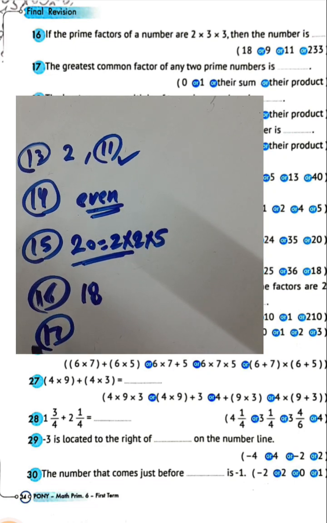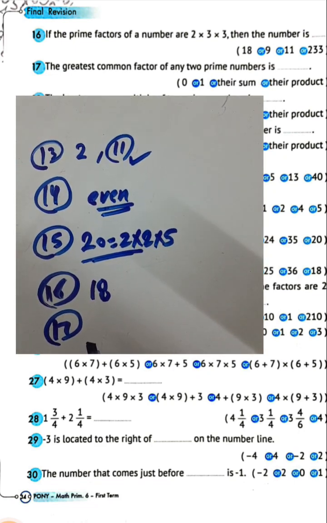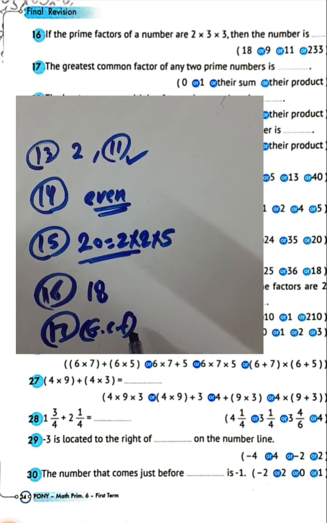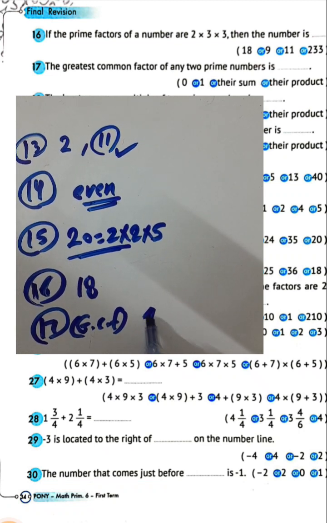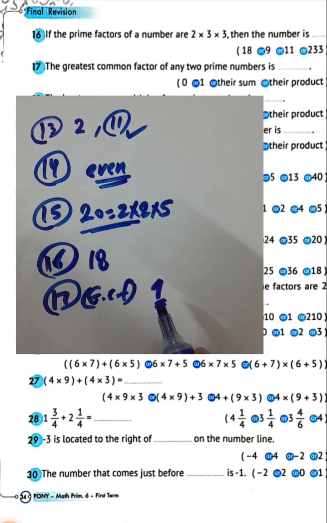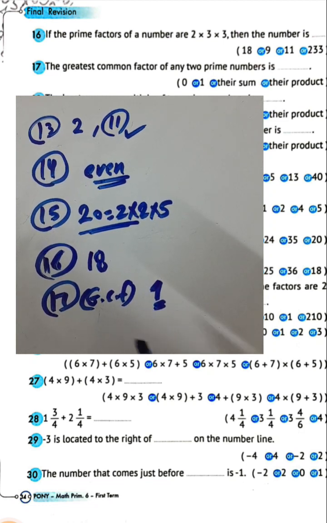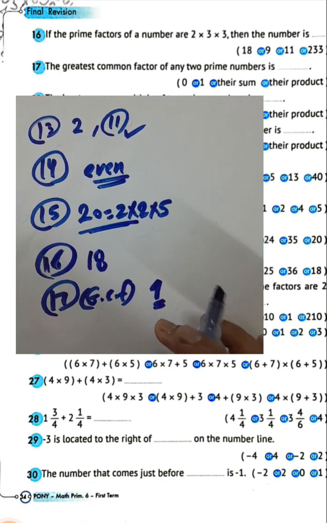Question 17. The greatest common factor of any two prime numbers is what? The greatest common factor between any two prime numbers is 1, such as 2 and 3. A prime number has only 2 factors, it can be divided by itself and 1 only. Such as 2 and 3, or 3 and 5, the highest common factor between them equals 1.